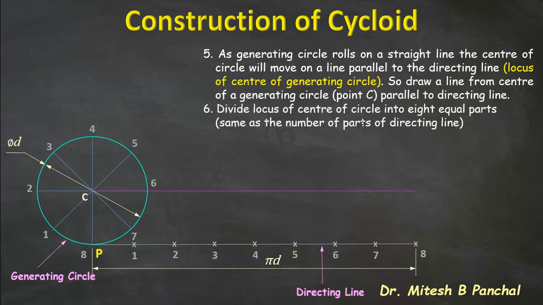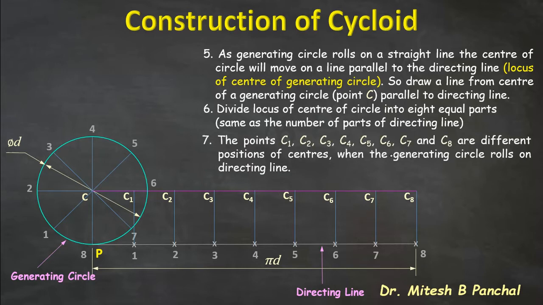Divide the locus of center into 8 equal parts, the same as the number of parts of the directing line. From 1, 2, 3, 4, 5, transfer the divisions onto the locus of center. So we get C1, C2, C3, C4, C5, C6, C7, C8 on the locus of center. These points are different positions of the center when the generating circle rolls on the directing line.